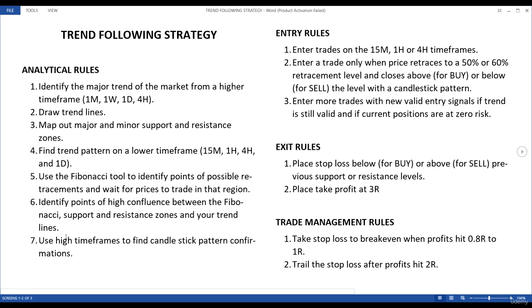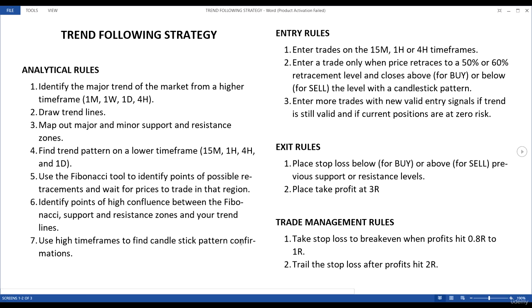Okay, and then you have to use higher time frames to find candlestick pattern confirmations. Okay, so candlestick pattern confirmations are what we know as things like evening star patterns, the engulfing patterns, the inside bars, the doji, and what have you. So you have to find these patterns on higher time frames. You can actually find them on lower time frames too, but finding them on higher time frames tends to carry more weight, right?